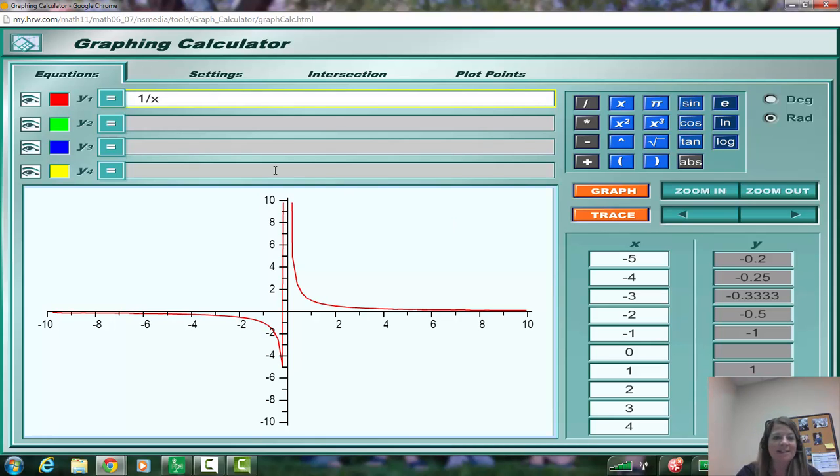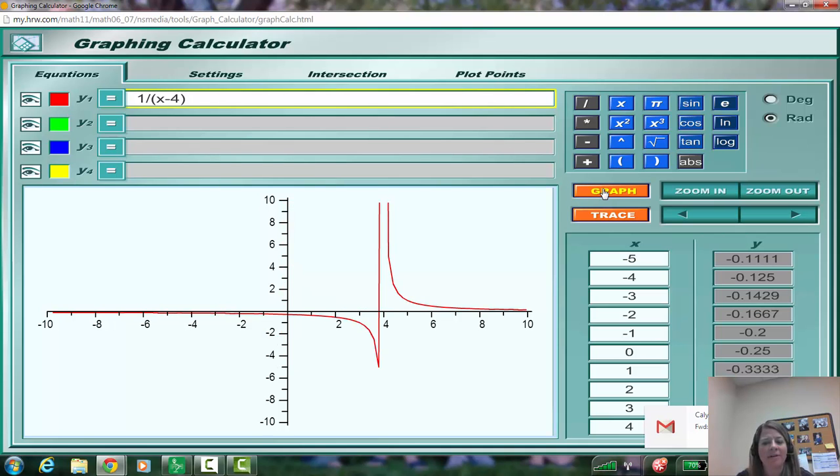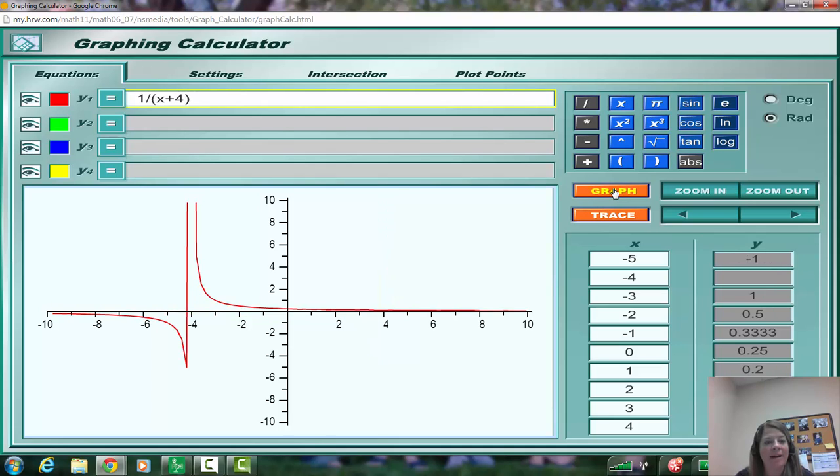So for my next example, since I have this still open, what if I subtract 4, and I bet I need a parenthesis around that or it might not work. Okay, what if I subtract 4? What did it do to my graph? It moved it to the right 4. What if I would have added 4? It would have moved my graph to the left.